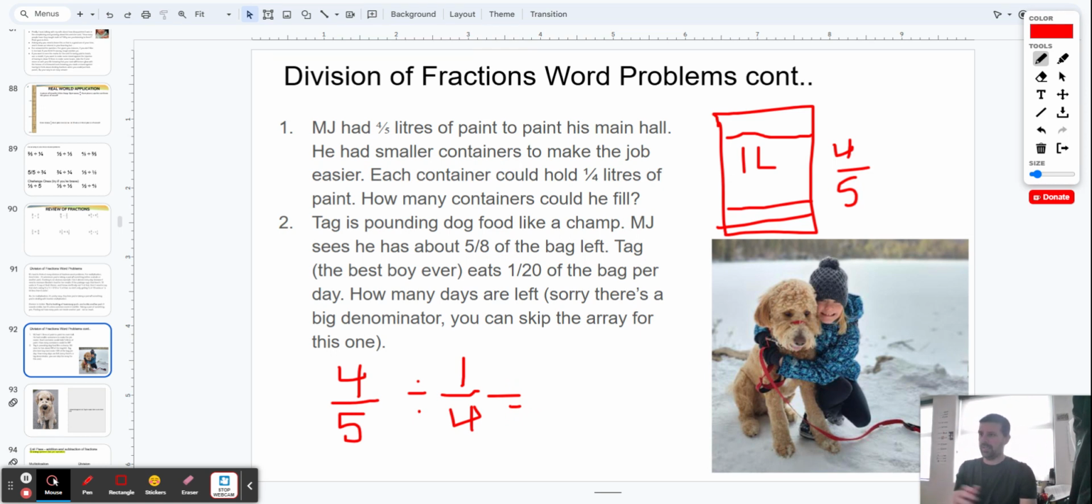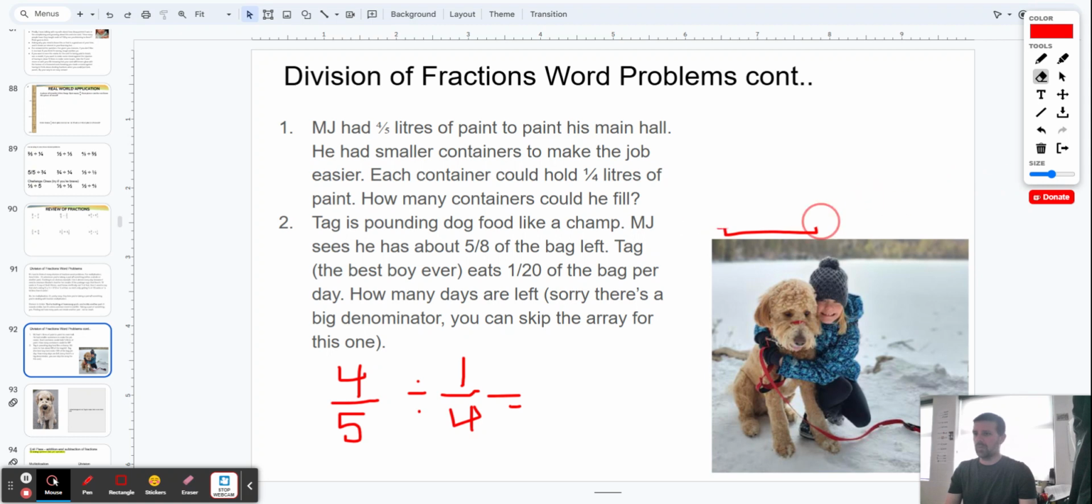And it's hard to draw into the bucket, so that's why we're going to use an array for this question, okay? So let's do it. Let's build the array. Let's build it up here where there's a little room. So how many 1/4s fit inside a 4/5? So like we did in class, I'm going to build my box. I'm so bad at drawing with a mouse, so sorry, y'all. And I'm going to split it into fifths and fourths. I'll go fourths vertically.